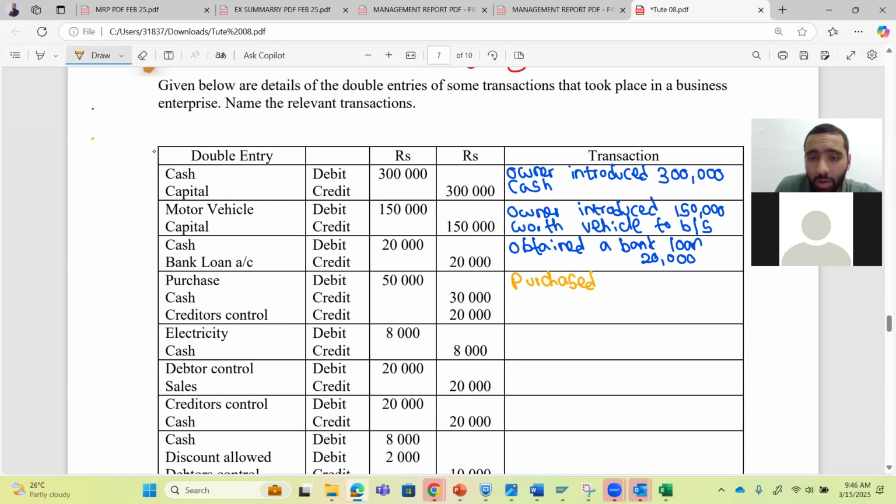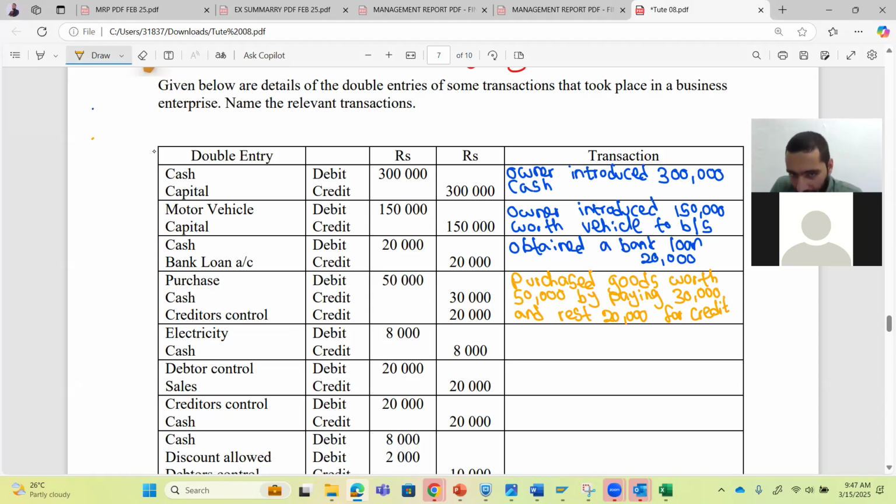Purchased goods worth 50,000 by paying how much in cash? By paying how much? 30,000 and the rest, 20,000, on credit. Right? Okay, very simple, straightforward. Right?